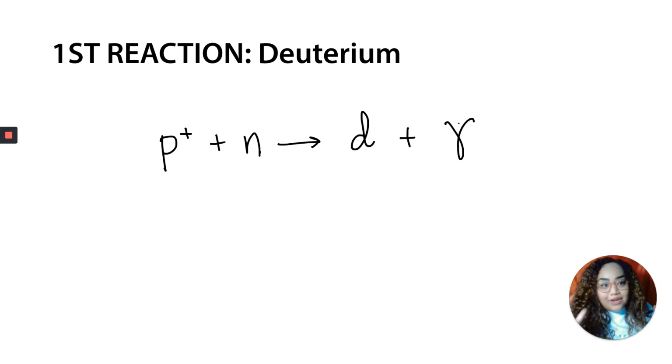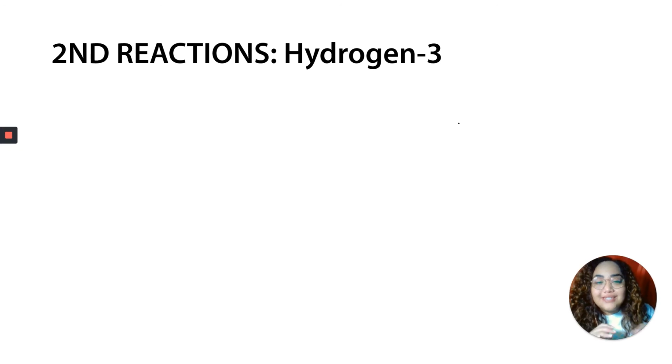From here on, we're going to go to the second reaction, and that is the formation of hydrogen 3. Why is it called hydrogen 3? We'll find out. I'll show you later. Imagine that there are free deuteriums floating around in space, and they readily react to protons and neutrons. So for now, let's try a deuterium reacting with a neutron. Okay, now let's analyze this.